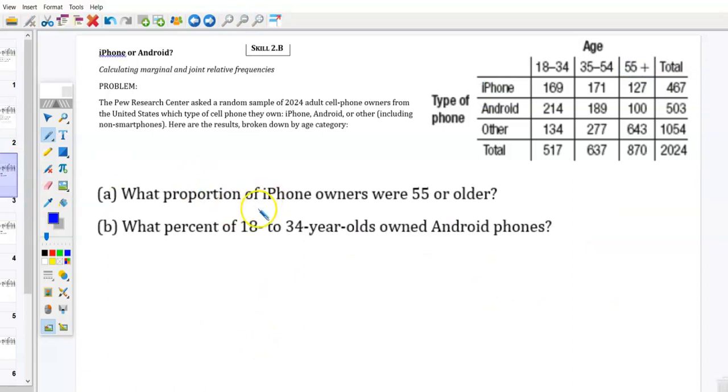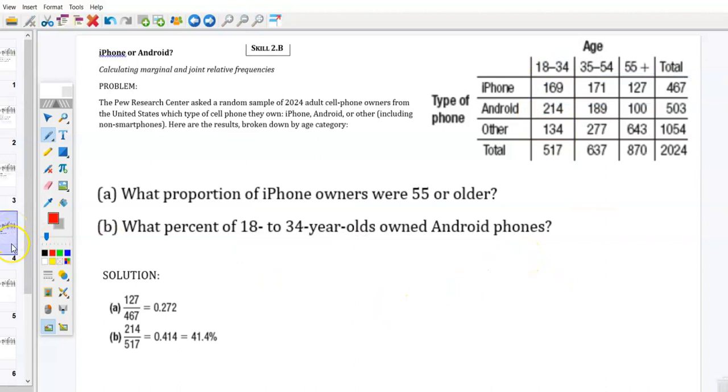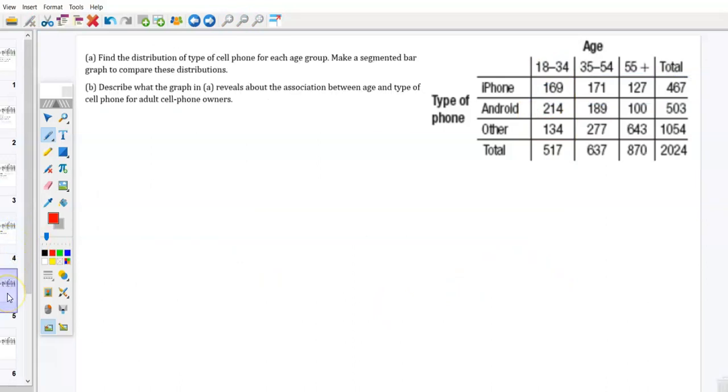What proportion of iPhone owners were 55 and older? So I'm only looking at these folks right here. So 55 and older would be 127 divided by 467, whatever that is as a decimal. What percent of 18 to 34-year-olds own Android phones? So if you're 18 through 34, we're looking at those folks. Android would be 214 divided by 517, or in other words, 41.4%.